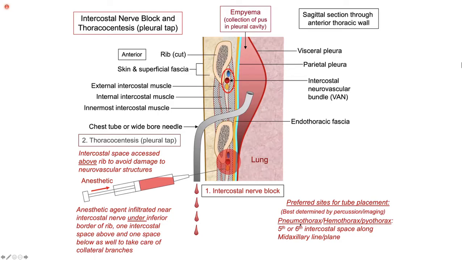So this is the site for when I have to drain air, or blood, or pus, or chyle. I'll be inserting my tube in the 5th or 6th intercostal space along the mid-axillary line. Maybe right side, maybe left side. But this is a standard practice.